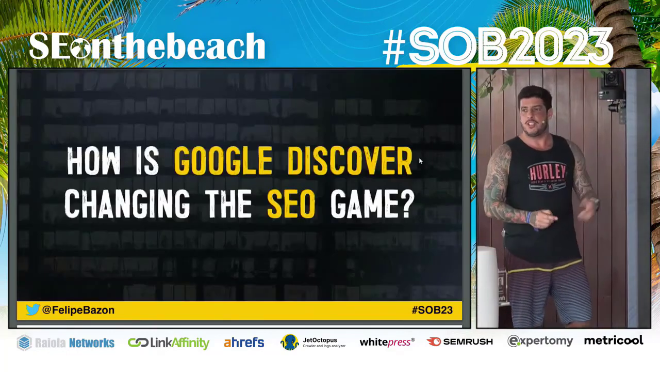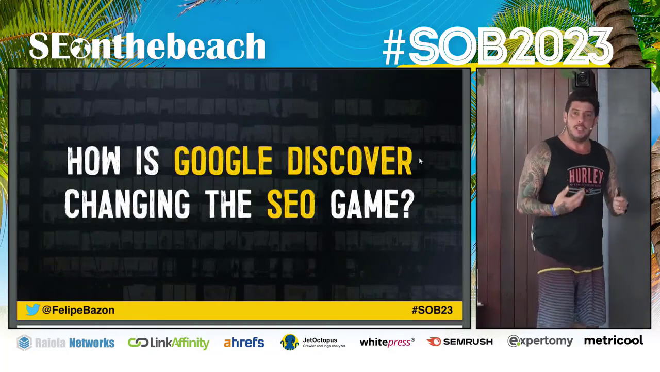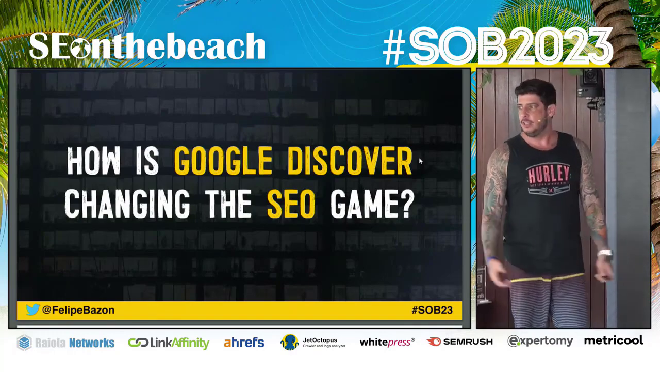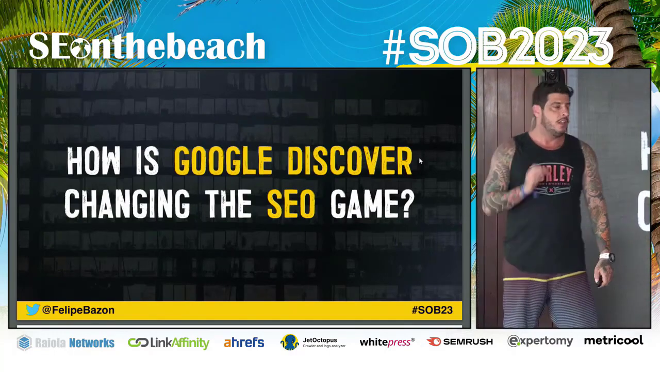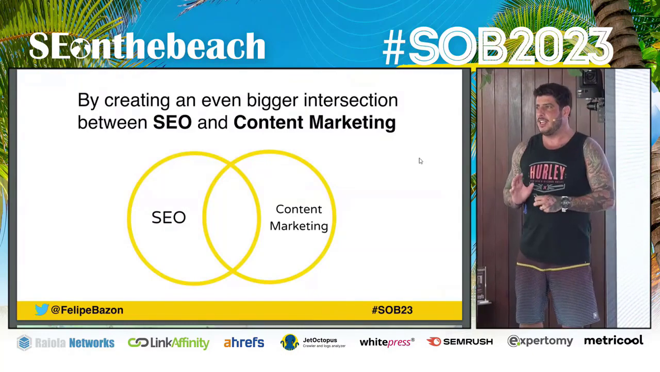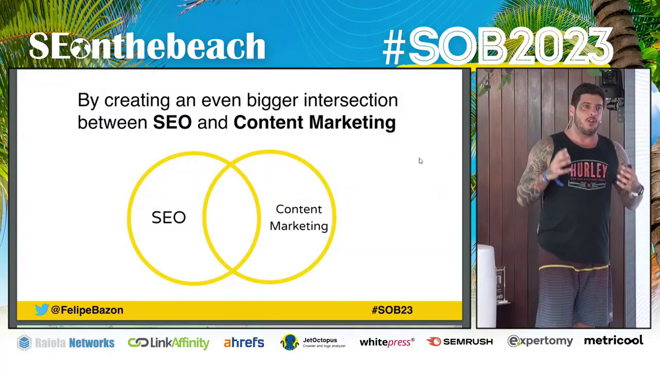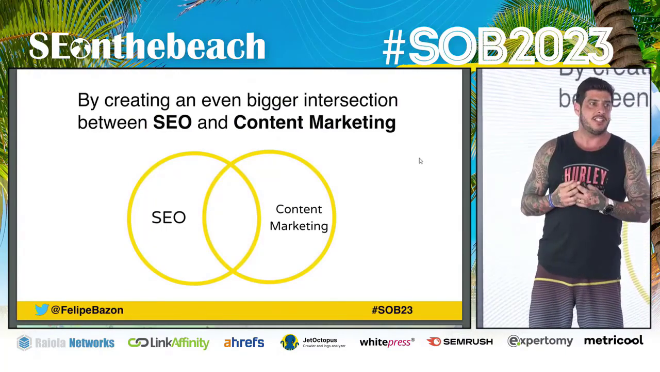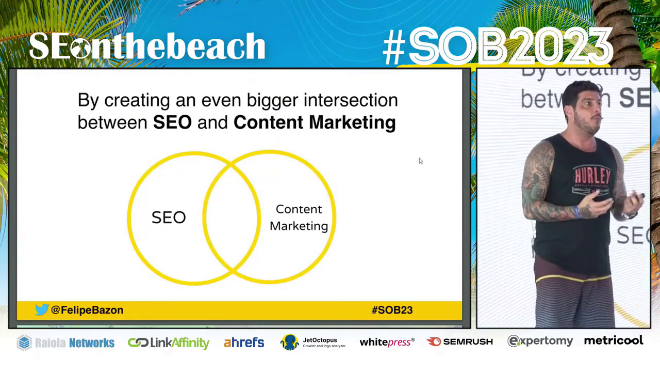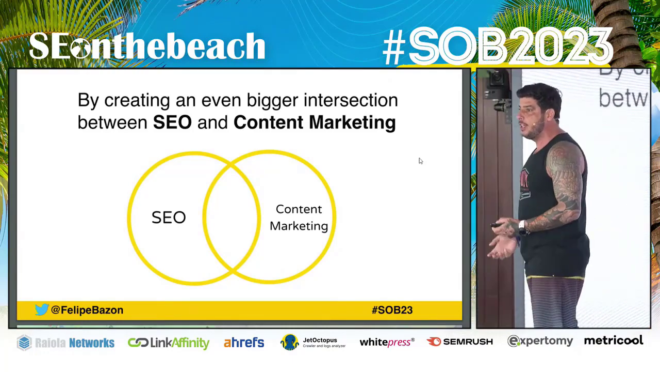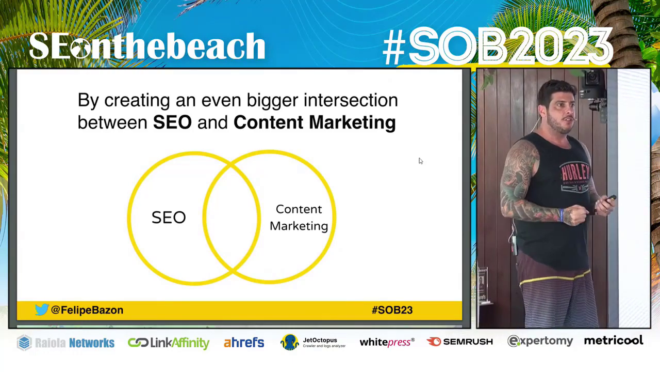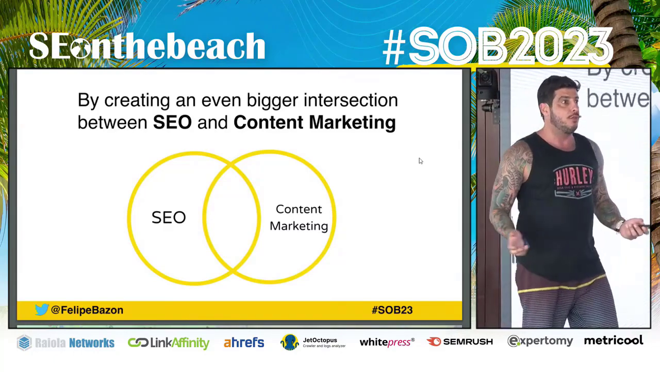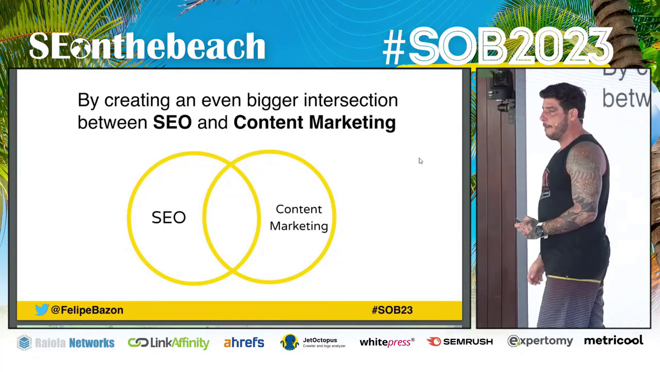So how is that changing the SEO game? How can we use that to deliver organic traffic or free traffic to our websites or to our clients' websites? So first of all, we need to understand that SEO and content marketing, due to Google Discover, are more interlinked together. The intersection between both of them is more important than ever. So you need to use content to complement your SEO strategy, to build authority, to build topical authority, especially if you're using news websites, news portals, like I'm going to show you a case here.